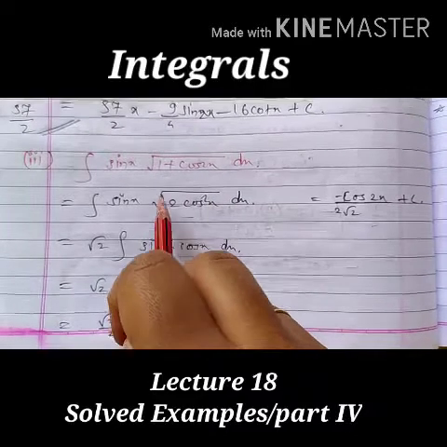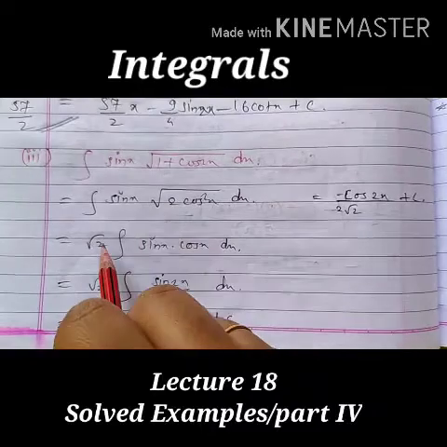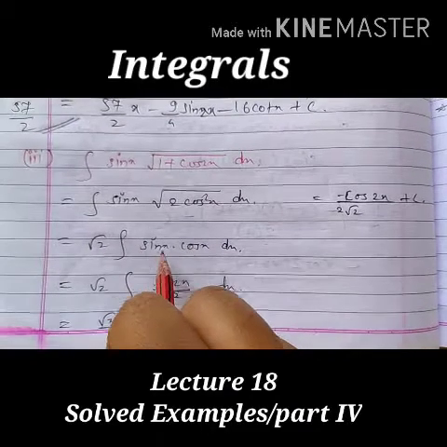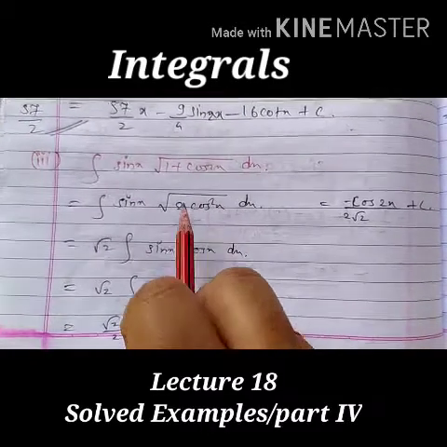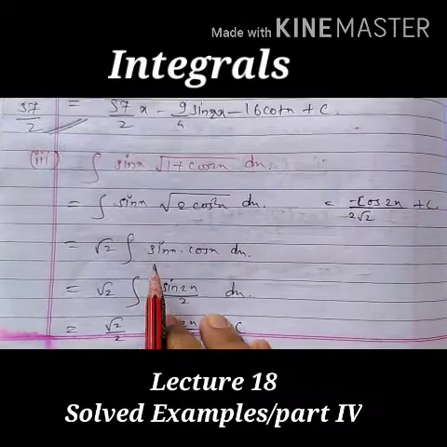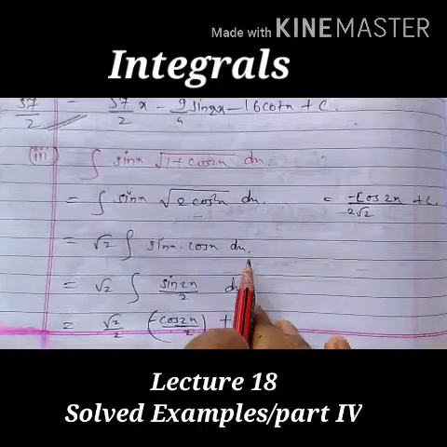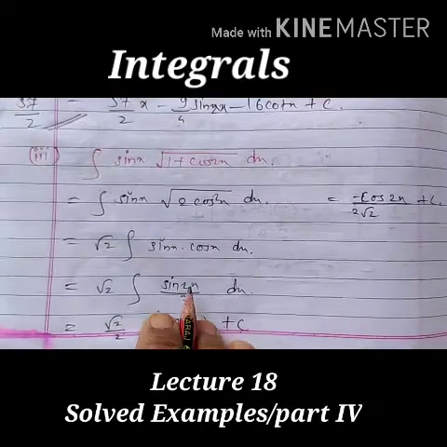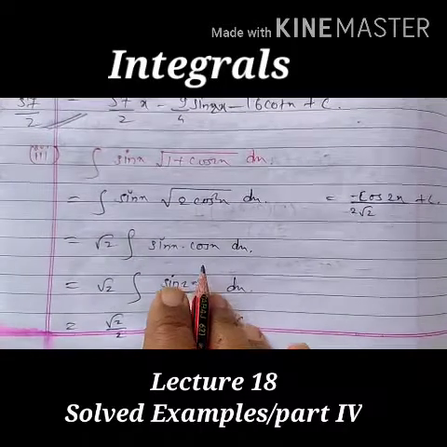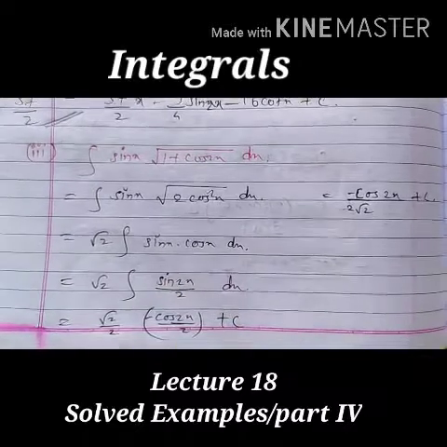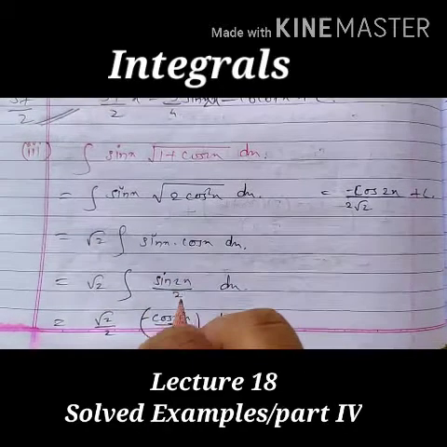So it will be in the square root. So root 2 will be there, and integration of sin x into square root of square will cancel. So it will be cos x. So integration of sin x cos x dx. Now we know that sin 2 theta is 2 sin theta cos theta. So we can write sin x cos x as sin 2x by 2.